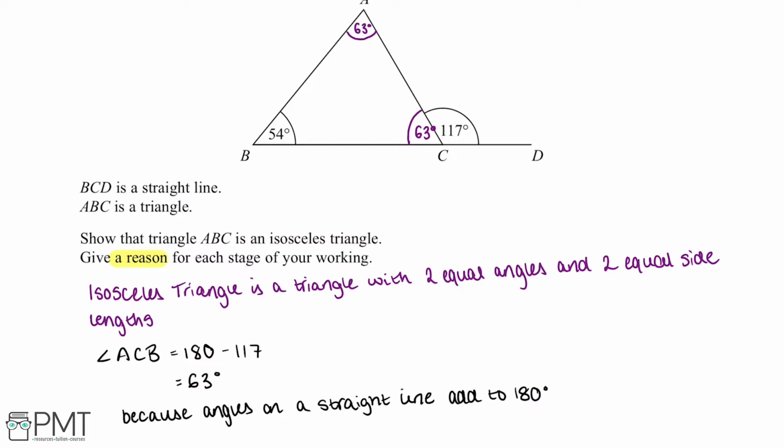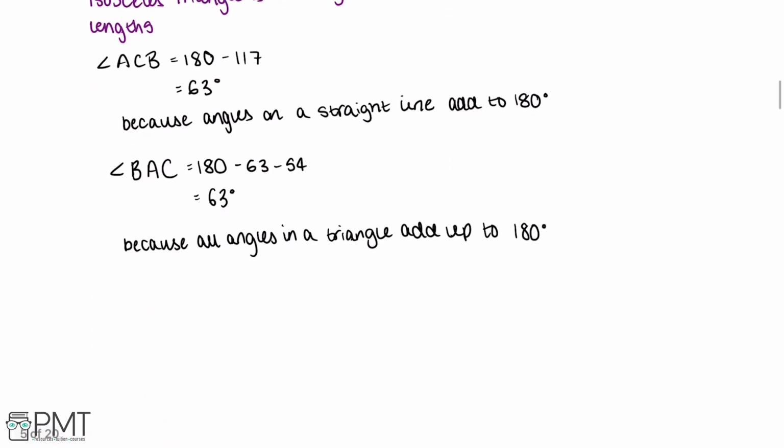So what we can see, we now know all of the angles inside triangle ABC, and 2 of the angles are 63 degrees and the other angle is 54 degrees. Now our definition for an isosceles triangle was a triangle with 2 equal angles and 2 equal sides. And as you can see, we've proven that our triangle has 2 equal angles. So the final thing we can do for this question is write a summary statement. So we can write that therefore triangle ABC is an isosceles triangle because 2 of the angles are equal in size.